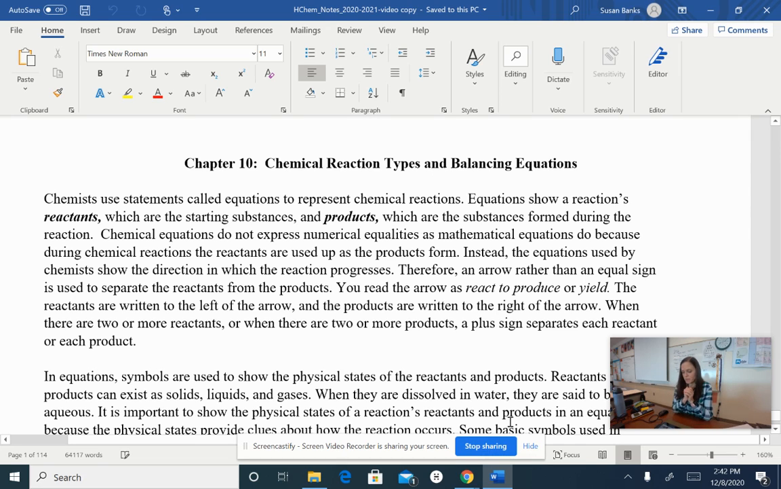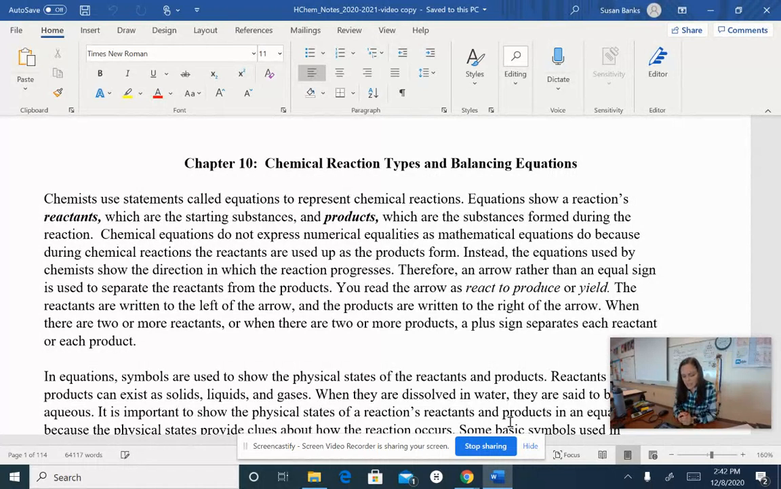Okay, honors chemistry people, today we are going to learn how to balance chemical equations. The year is almost halfway gone and we're finally getting to actual equations. So here we go, Chapter 10, Chemical Reaction Types and Balancing Equations.